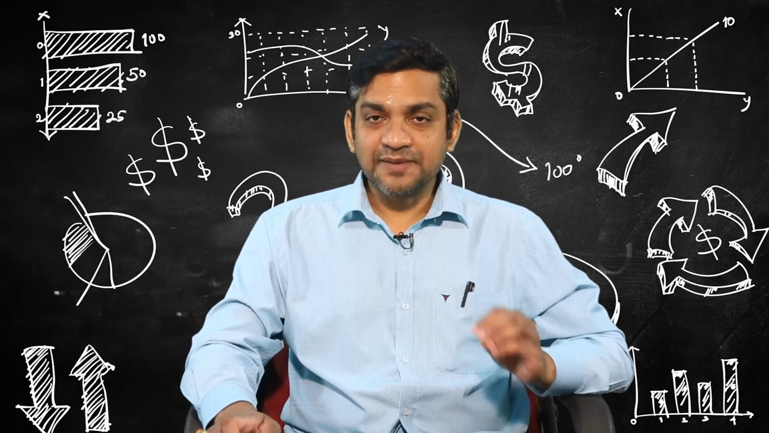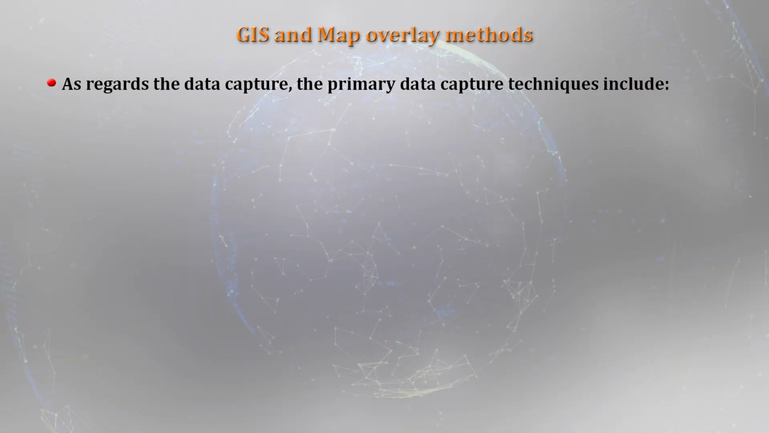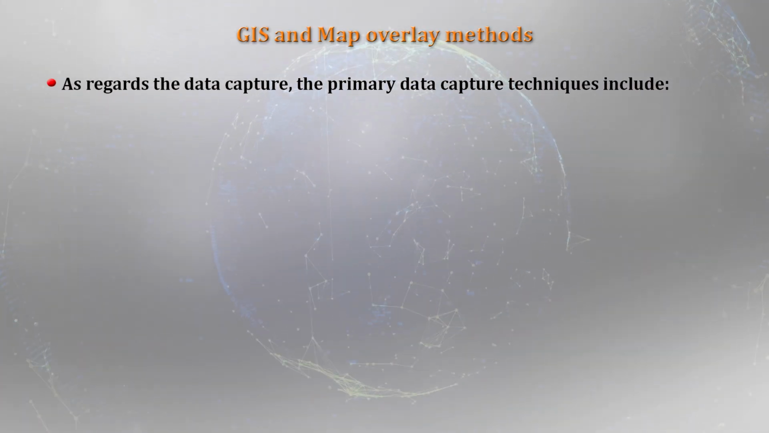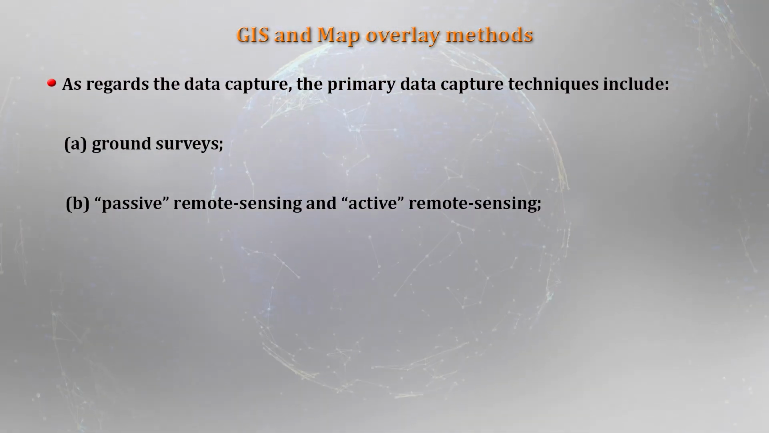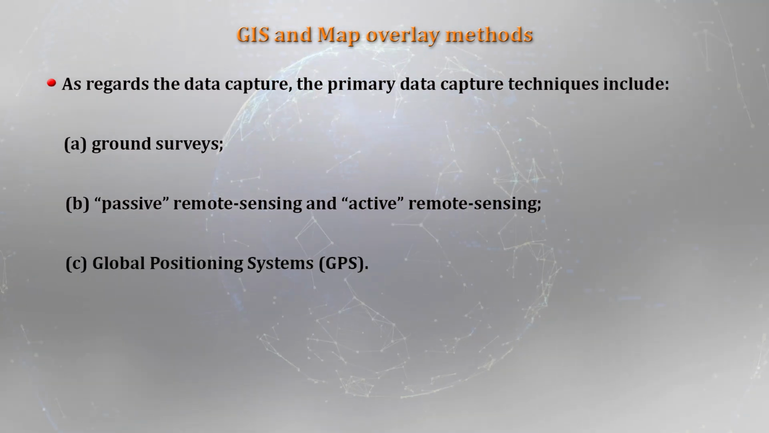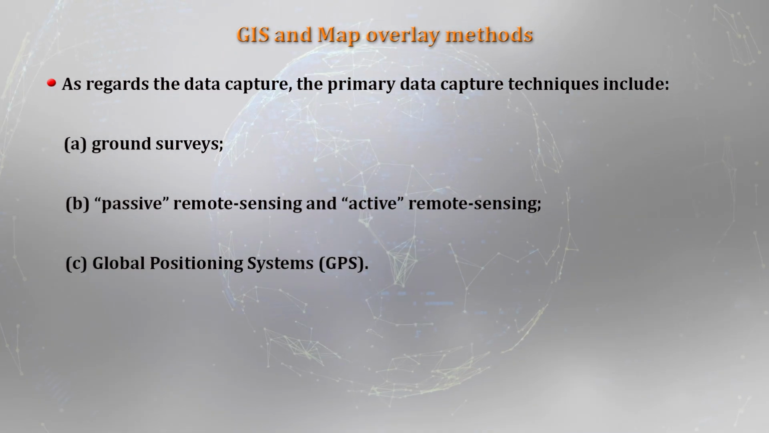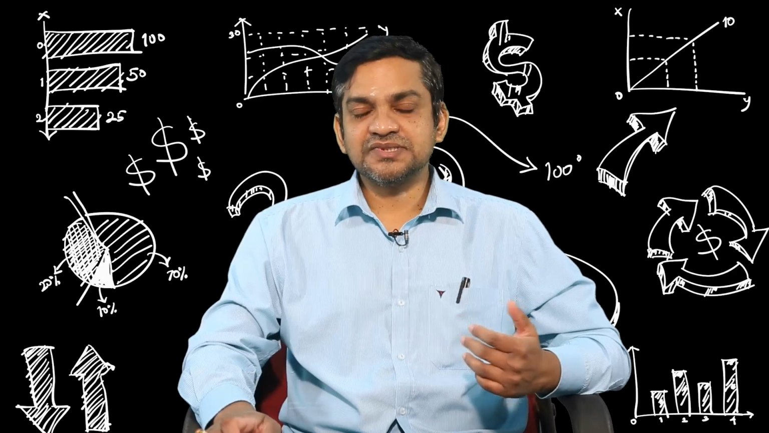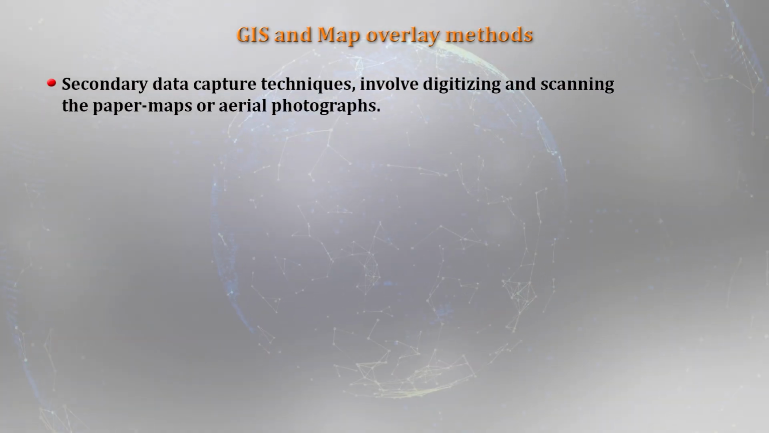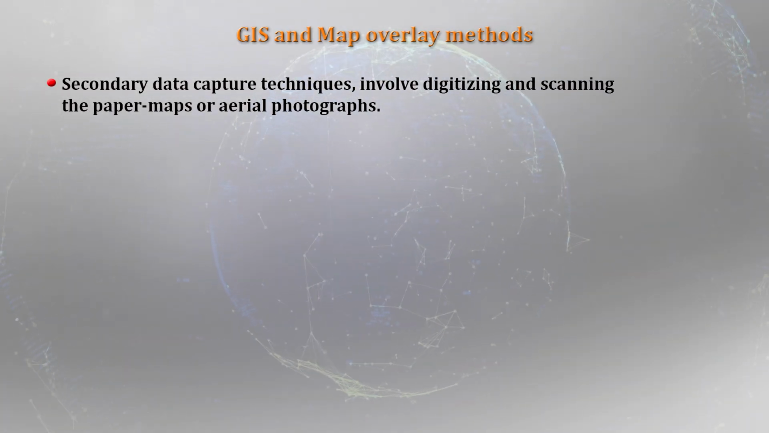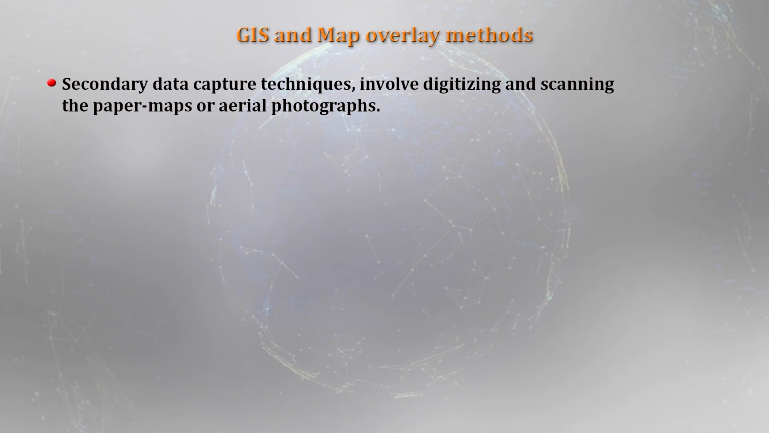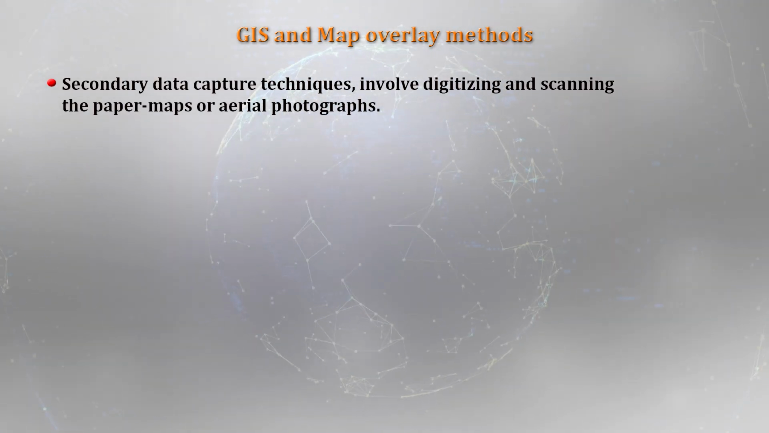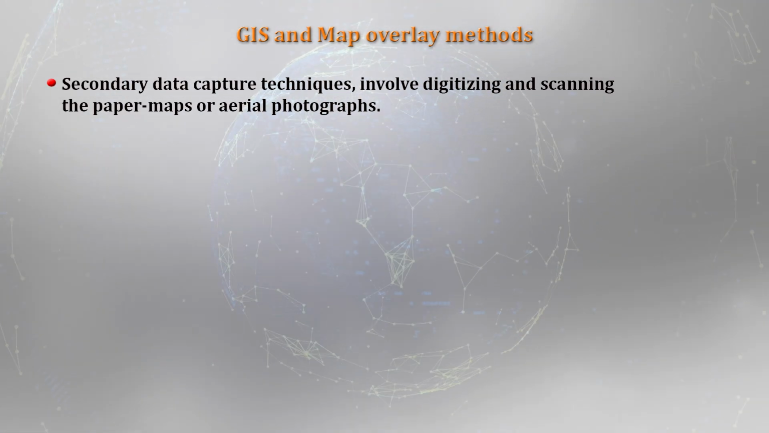As regards data capture, the primary data capture techniques that are part of GIS are ground surveying, the use of passive and remote sensing tools, and the third one is the global positioning system. These are the three basic techniques adopted to capture primary data. As regards secondary data, there are different techniques. Secondary data capture involves digitizing and scanning paper maps or aerial photographs.